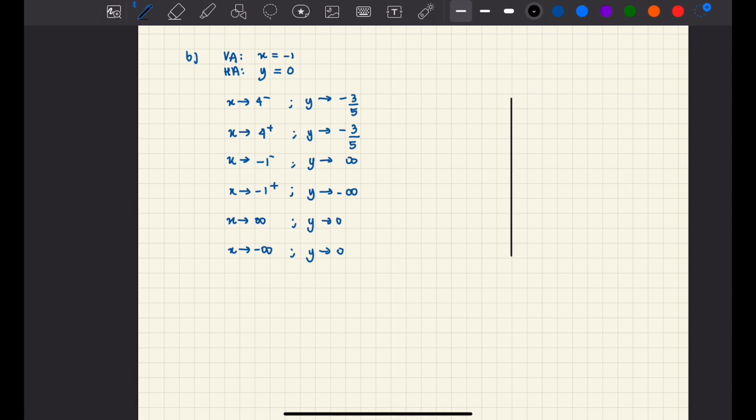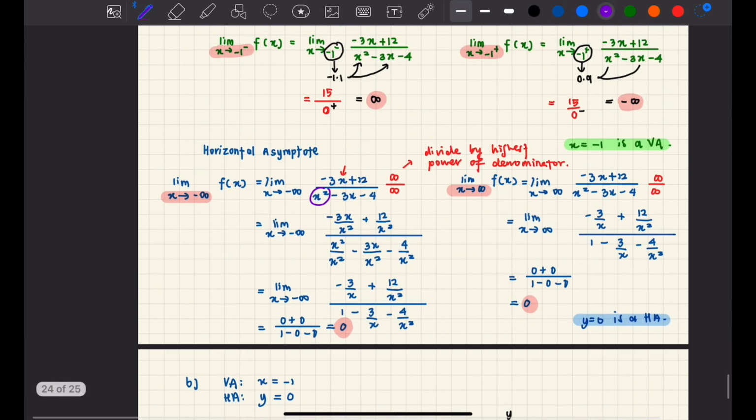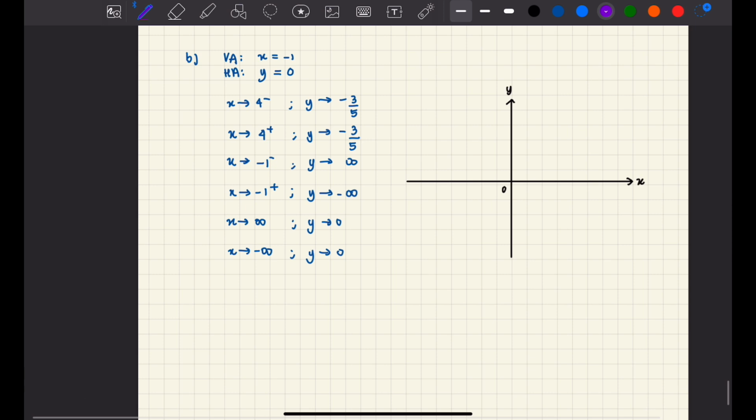Draw your axes first: the x axis and the y axis, and 0. Our vertical asymptote is at x equal to negative 1, so I'm going to put it over here. So this is x equal to negative 1.